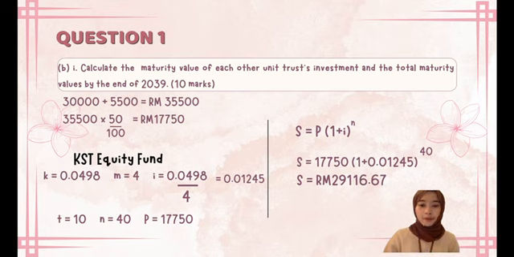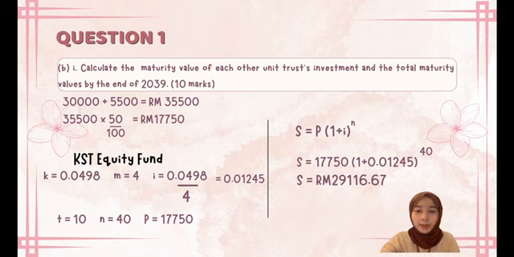We will get K by dividing 4.98 by 100. So K is 0.0498. M is 4 because the question stated that it is compounded quarterly, so it will be 4 times in a year. We can get I by dividing K and M, so K is 0.0498 and M is 4, so the answer will be 0.01245. T is 10 because 2039 minus 2029, so T is 10.